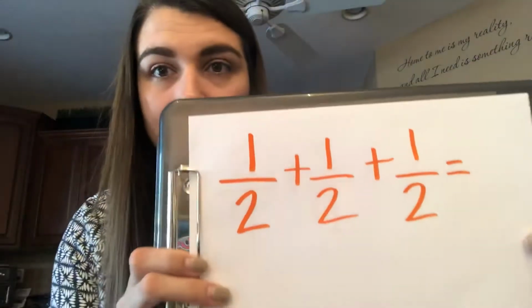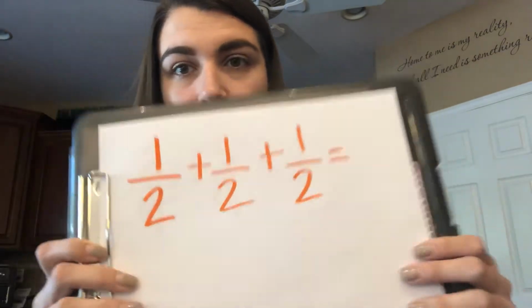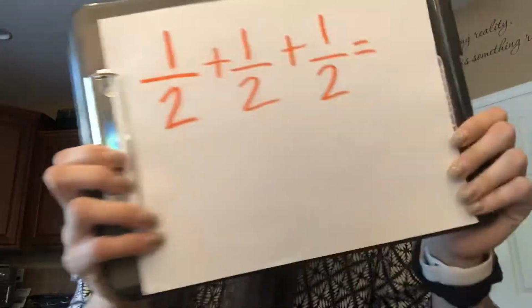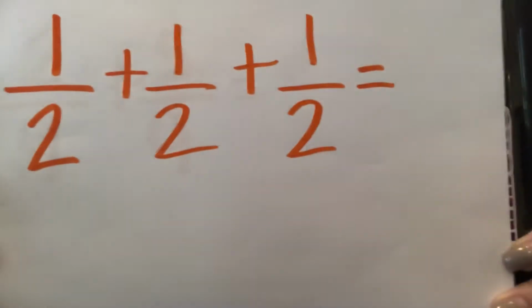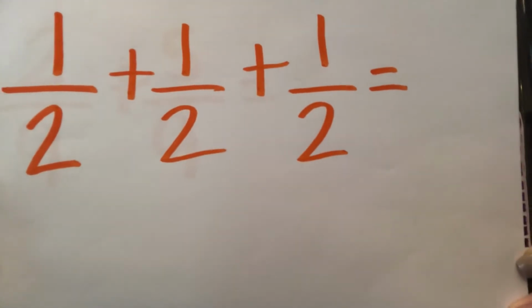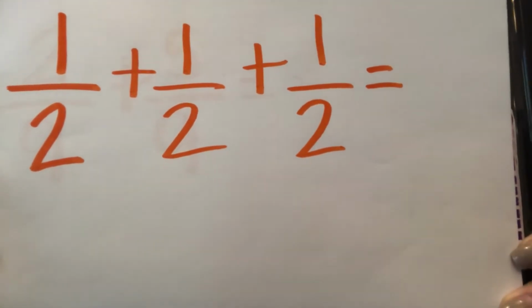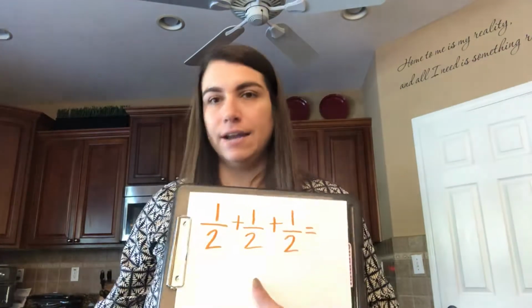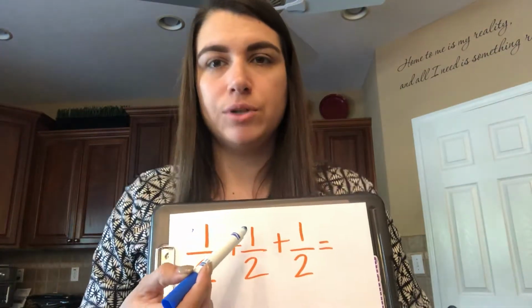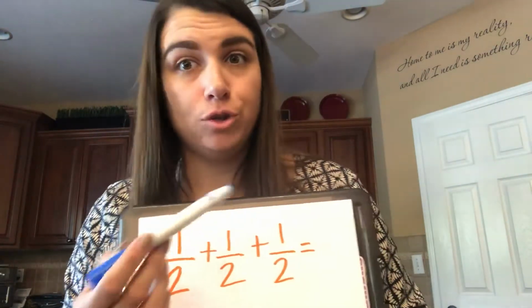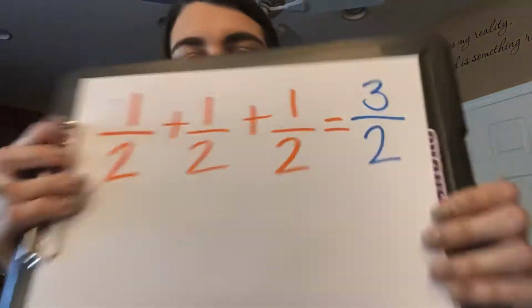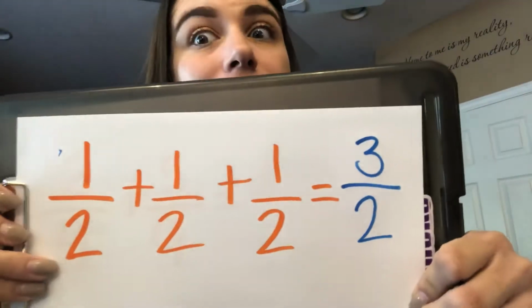You are going to do 1/2 plus 1/2 plus 1/2. This is repeated addition of unit fractions. So go ahead and add. All right, so we're going to add 1 plus 1, which is 2, and 2 plus 1, which is 3. So we're going to get 3 halves. That is an improper fraction. I cannot leave it like that.